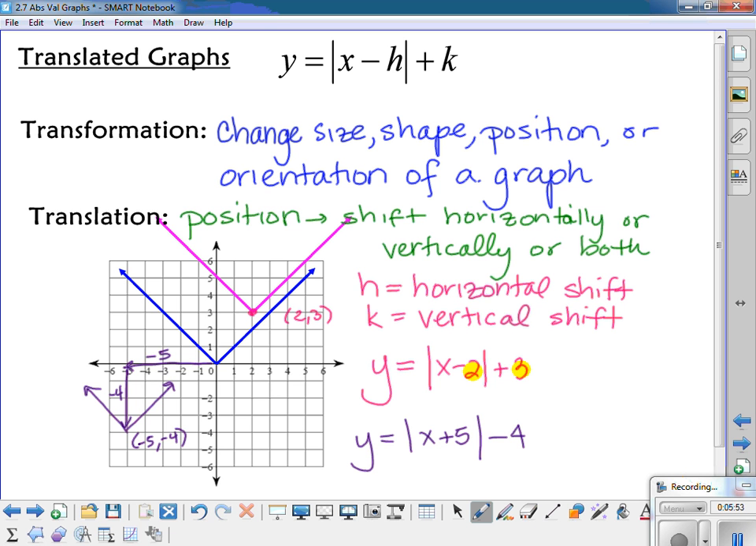So any questions there? So when you're graphing them still, there's nothing in front of that absolute value. It's still just a slope of 1. We just moved where the vertex is. It's the same exact shape otherwise, okay?